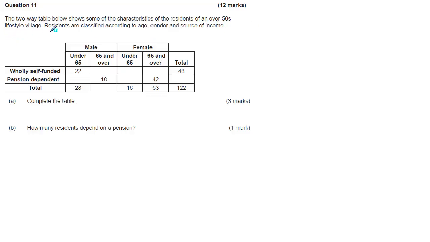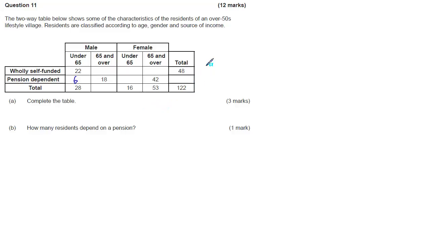The two-way table below shows some of the characteristics of the residents of an over 50s lifestyle village. Residents are classified according to age, gender, and source of income. The first thing is to complete the table. Now, if we have 22 here and a total of 28, that means there must be 6 here.